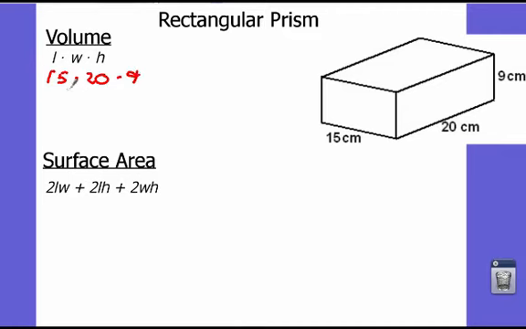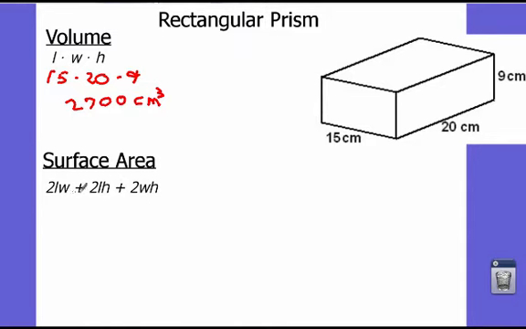So to find the volume, all we have to do is multiply these three numbers together, and we get 2,700 centimeters cubed. And for volume, our units are always cubed, because we're talking about 3 dimensions.